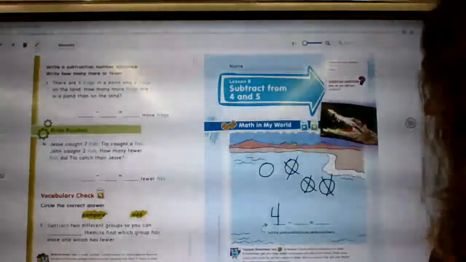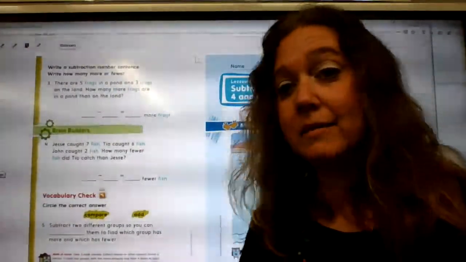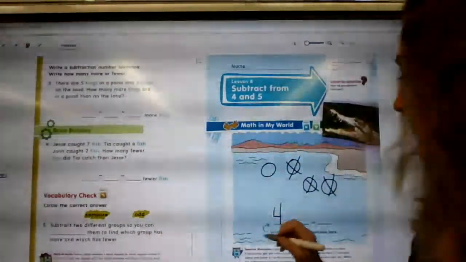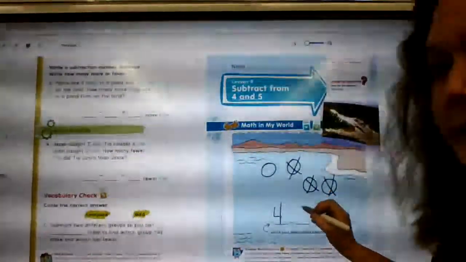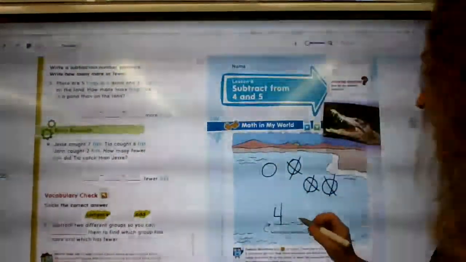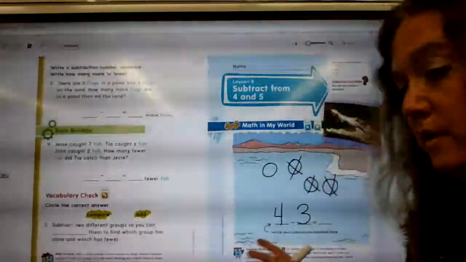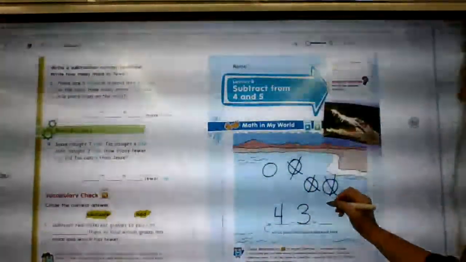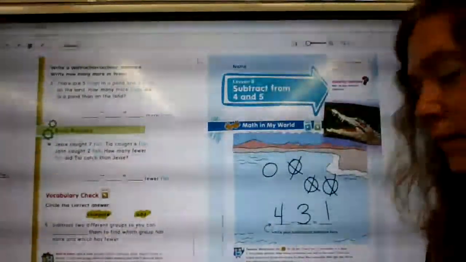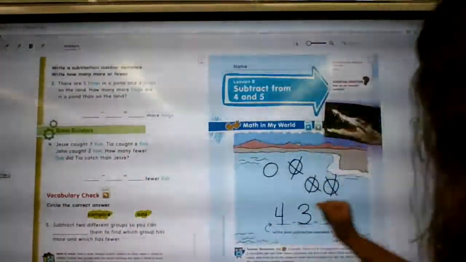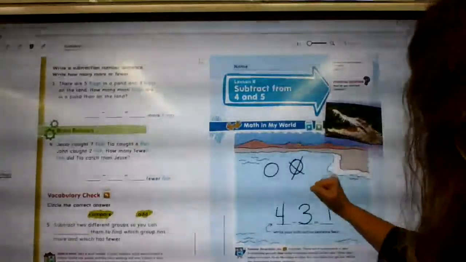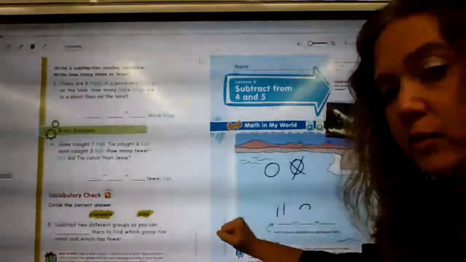How many crocodiles are still in the lake? 1. Oh, I forgot. We have to put 4 minus 3 because we crossed off 3. 4 minus 3, how many are left? 1. 1 is left. 4 minus 3 equals 1.